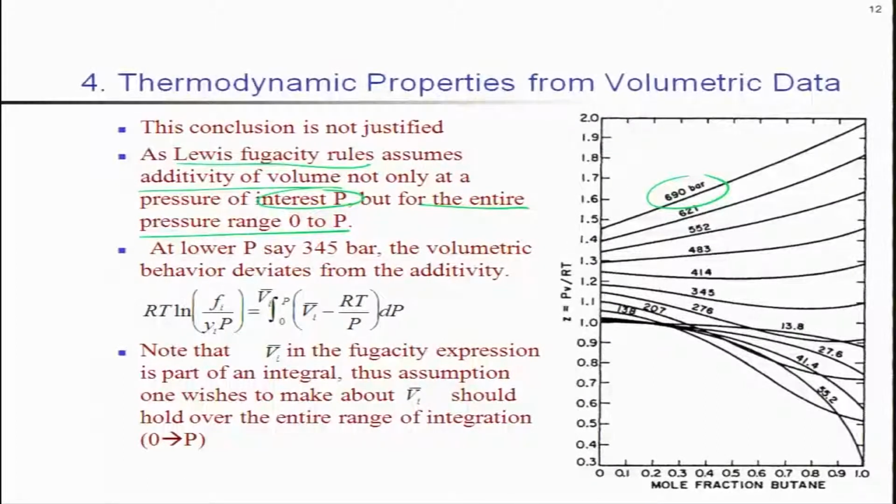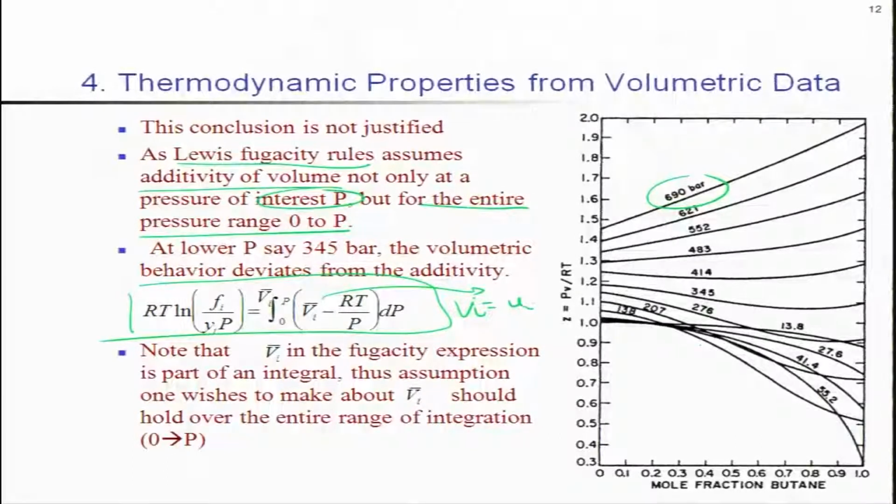You look at this derivation, we made use of this. Due to the additivity, we replaced V i bar with V i, but this assumption is not only at P, it is for the whole range. So, if you are blindly applying this fugacity rule at 690 bar, ignoring the fact that it behaves differently, then naturally the results are going to be incorrect. 0 to P should be linear, so the assumption of the volumetric behavior should be linear from 0 to P.